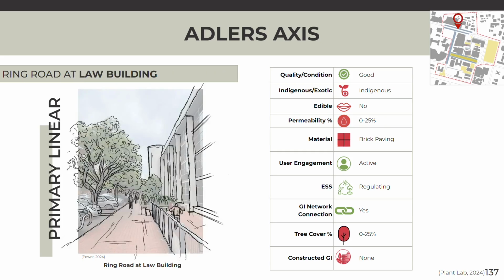This is the ring road at the Law Building, which is identified as another primary linear space. It includes good quality hard and softscapes, alien vegetation including jacaranda, no edible green infrastructure, and 0 to 25% permeability. It is, although, an active space consisting of regulating and supporting ecosystem services, but only has a 0 to 25% vegetation cover percentage.